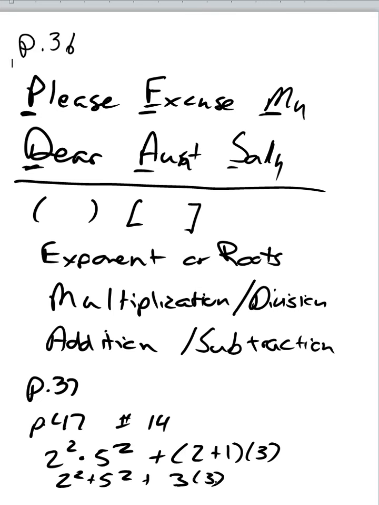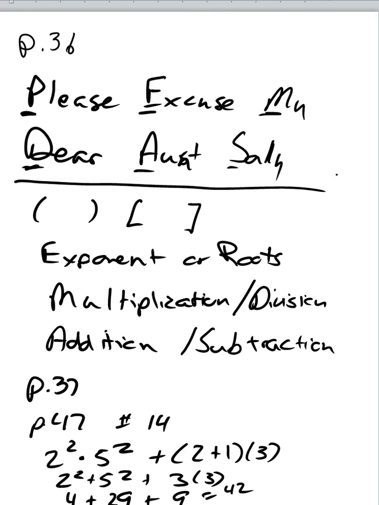Now we do everything from left to right. So you've got 2 squared. That's going to give you 4. Plus 5 squared, which is 25. Plus 3 times 3. That's going to give you 9. When you add all those pieces together, 4 plus 25 plus 9 is going to give you an answer of 38. And that's your answer for this one. Once again, it's just a matter of going through it and doing things in order, taking your time with some of those things too.